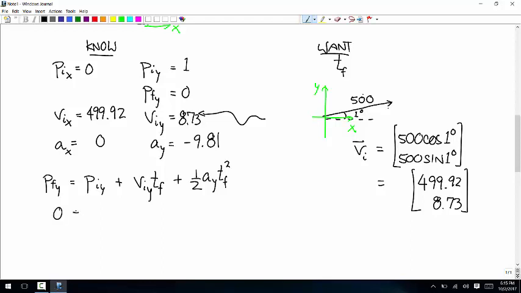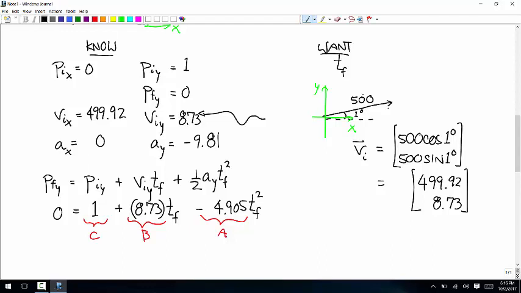So 0 is equal to 1 plus 8.73 times t final minus 4.905 times t final squared. How can we solve this for t final? Quadratic. So there's A, there's B, and there's C. Can someone calculate that for me?